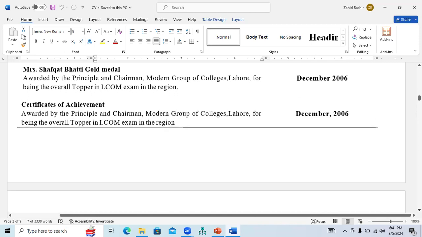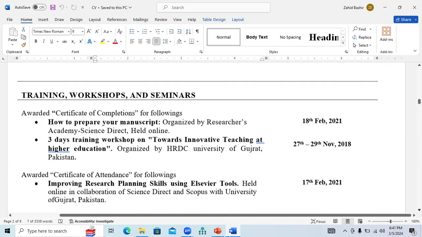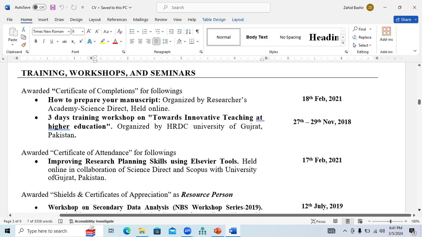Then I have a lot of certifications in trainings, workshops, and seminars. I have a certification from Science Direct, which was held online, titled How to Prepare a Manuscript. I have also attended a 3 days training workshop on innovative teaching in higher education by HRDC University of Gujarat.